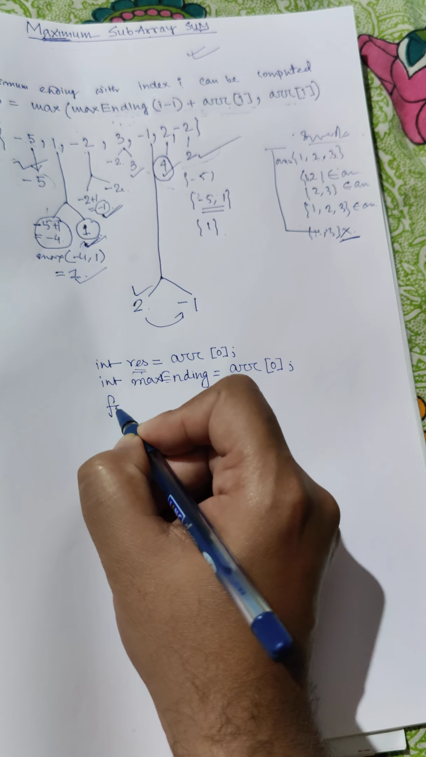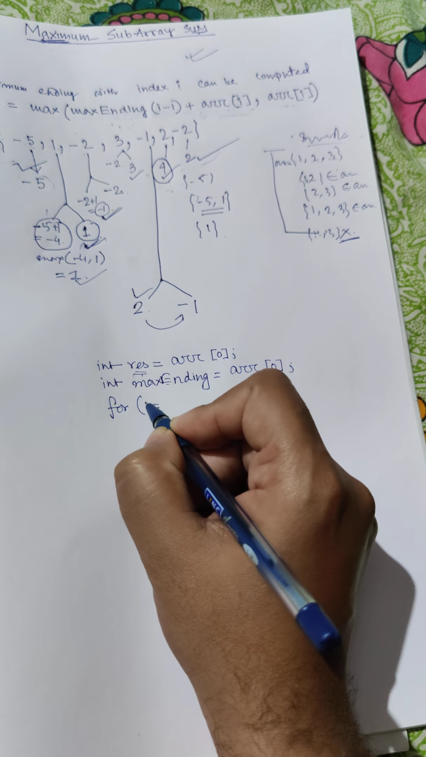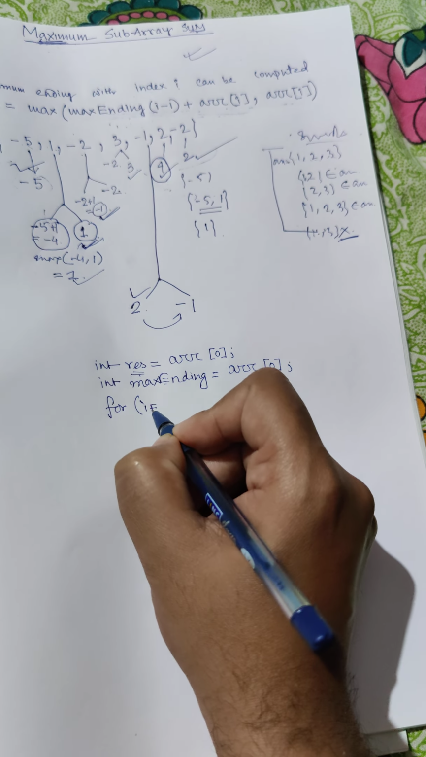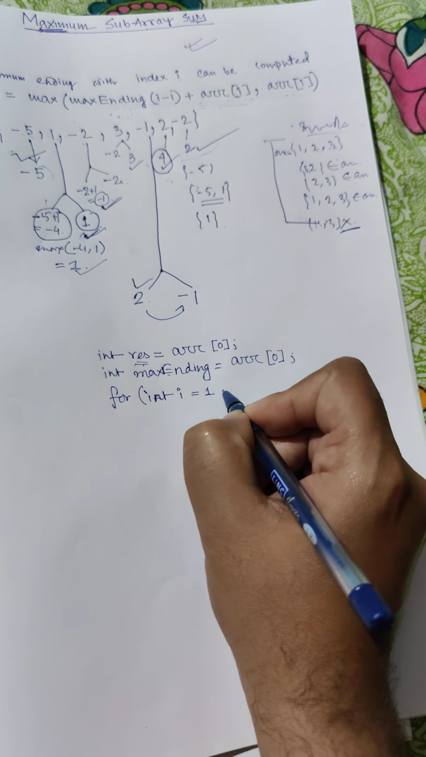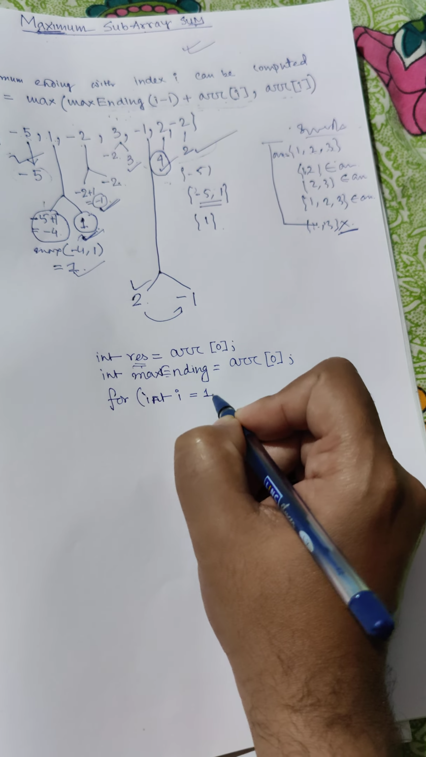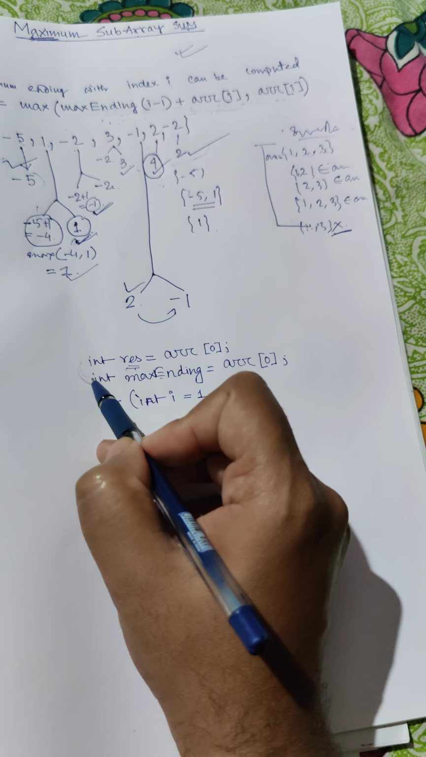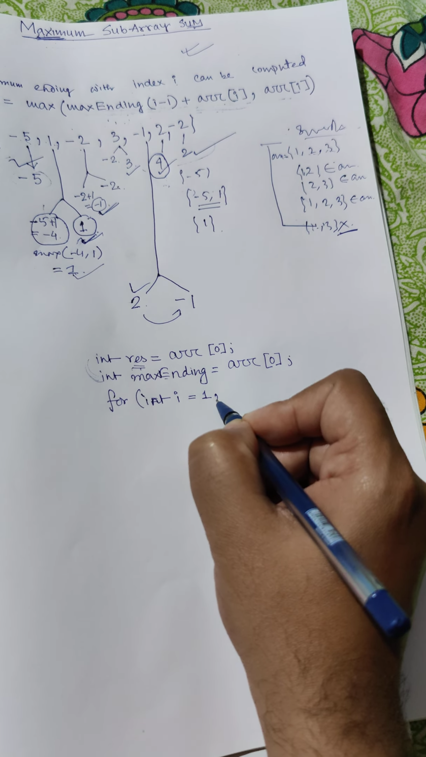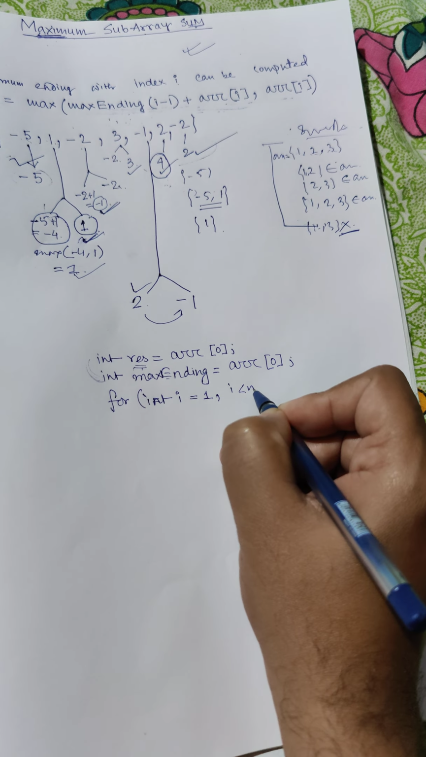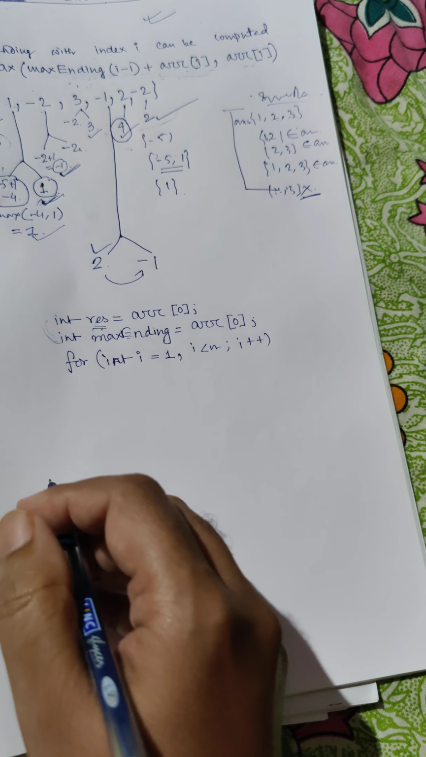Now we are iterating our loop. We start from the second element, that's why i is 1, because the first element we have already initialized. So from the second element onwards we will start, and it will go up to n, incrementing our pointer. That is fine.